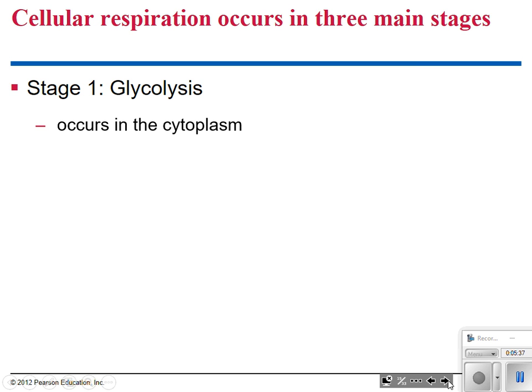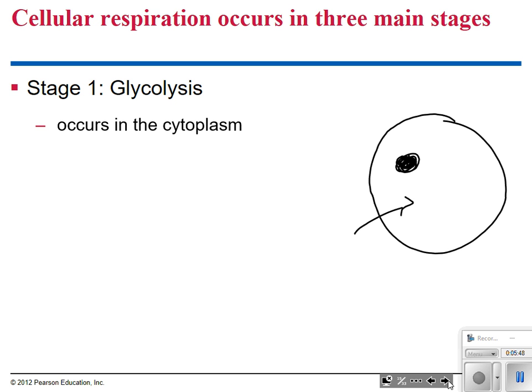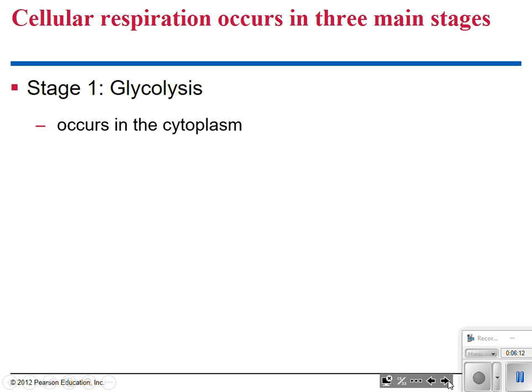And just to give you a basic drawing, here's the cell membrane. Let's say that this is the nucleus of the cell. What is the cytoplasm? It's all that other area that is left over. It is all that area in here that is not the nucleus. All of the organelles are in that area of the cytoplasm, at least the organelles that are not in the nucleus. All right, so do we understand where glycolysis occurs?